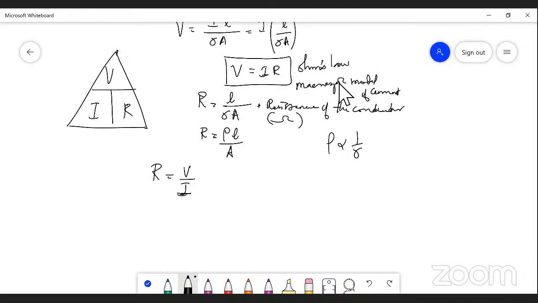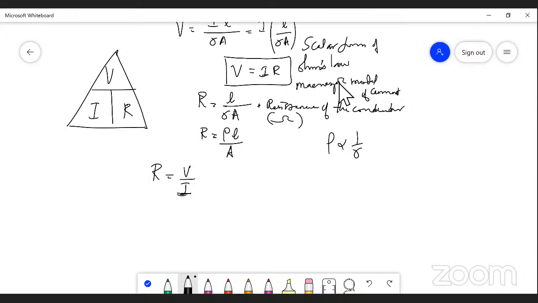In other words, I can say V equals IR is the scalar form of Ohm's law. If V equals IR is the scalar form of Ohm's law, what is the vector form of Ohm's law? J vector equals sigma into E vector. So the vector form of Ohm's law is J vector equals sigma E vector. The scalar form of Ohm's law is V equals IR. From this expression, we are defining resistance of a conductor, R equals V divided by I.